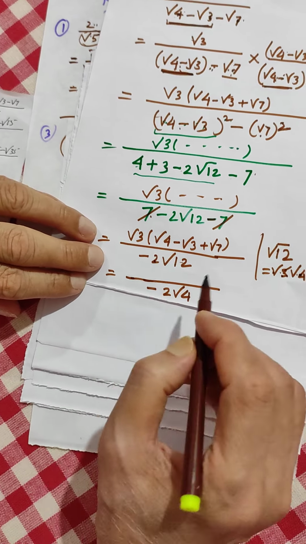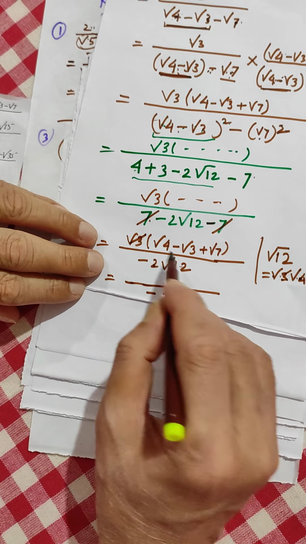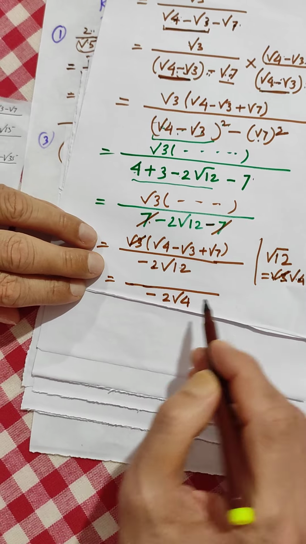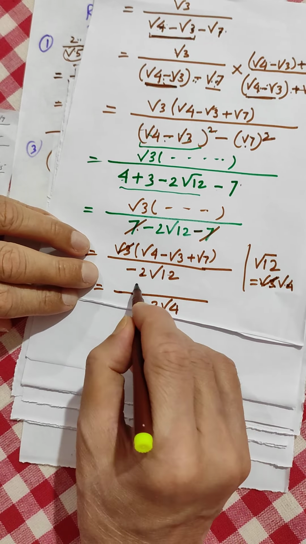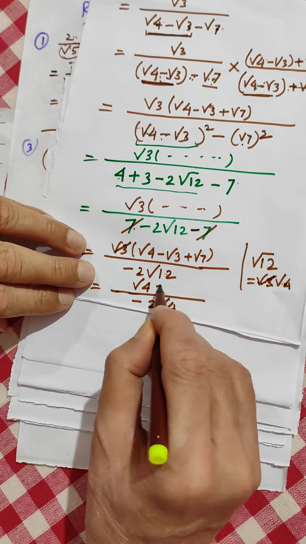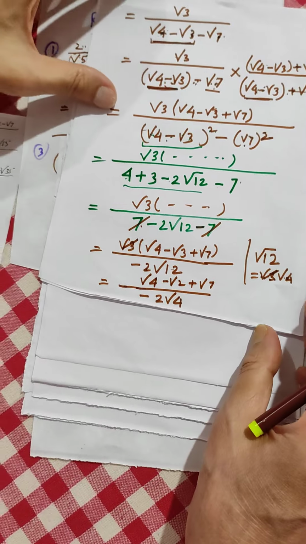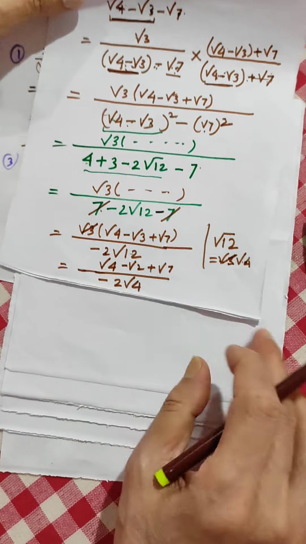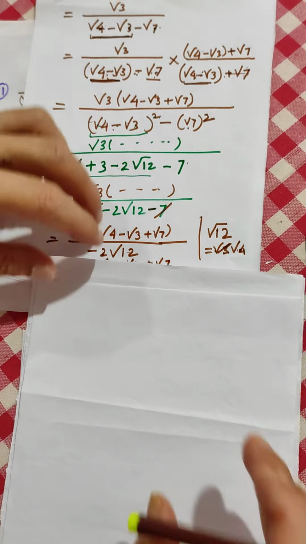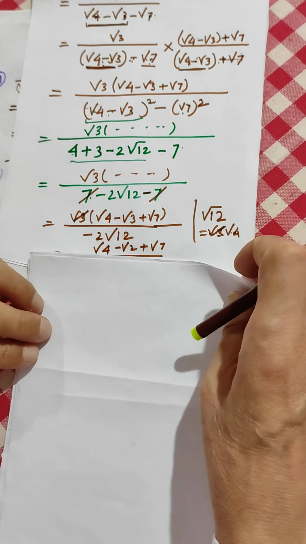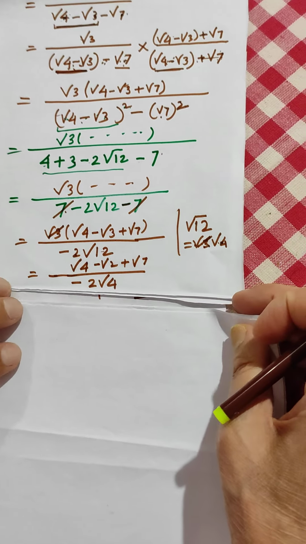And the numerator, this one. Now root 3 is gone, because root 3 and root 3 cancelled. Root 12 is root 3 into root 4, isn't it? So the numerator now is root 4 minus root 3 plus root 7, and the denominator is minus 2 root 4. Okay. Now coming again, you see, simplifying. As far as possible you have to simplify.